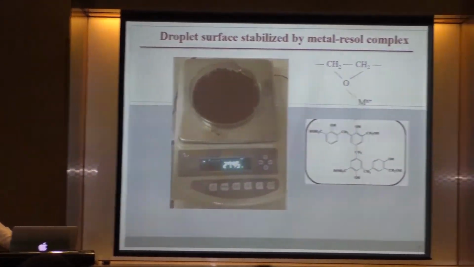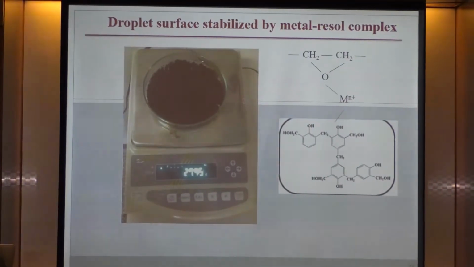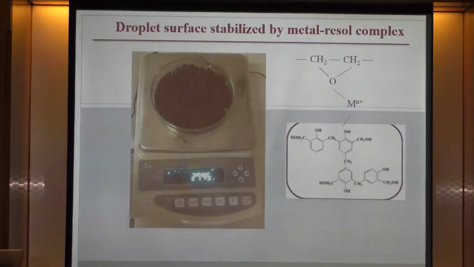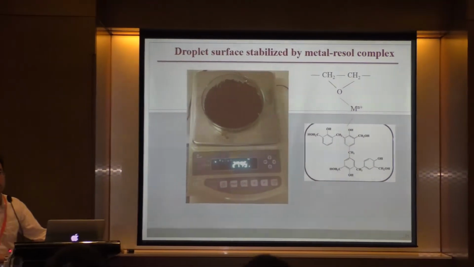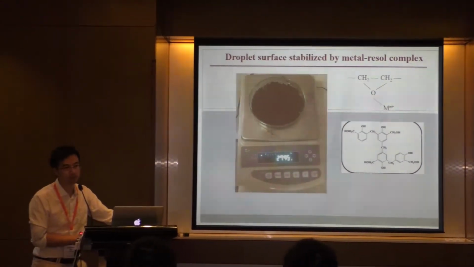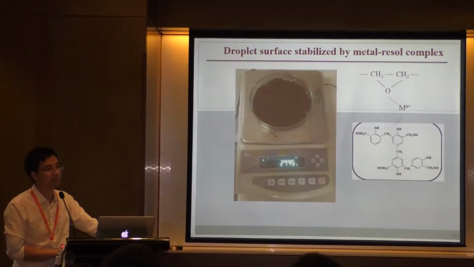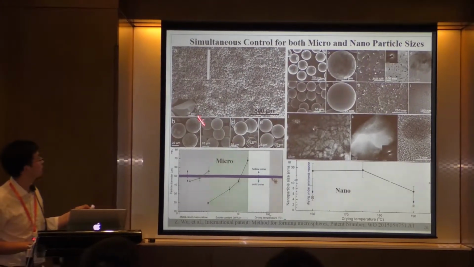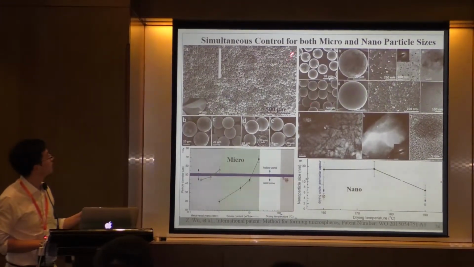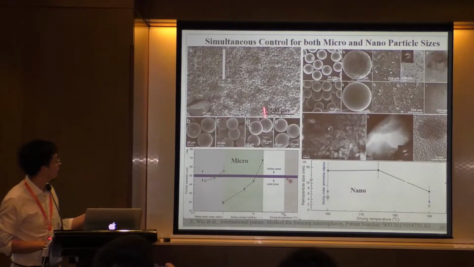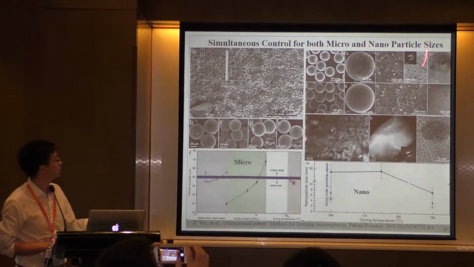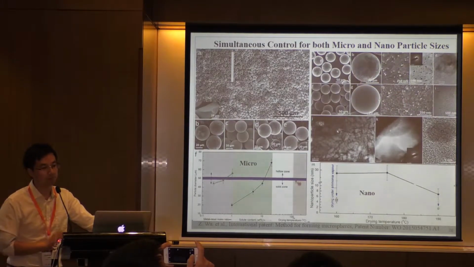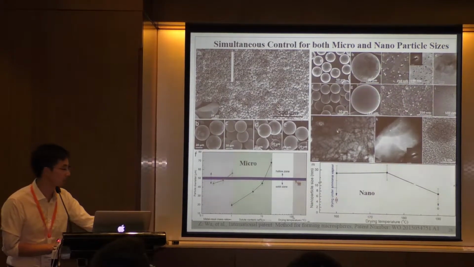Because the phenolic resin is very sticky, we add some metal ions. The metal ions will coordinate with the phenolic resin, and then the glass transition temperature is enhanced, and we can get very nice microspheres. Like this, we get these microspheres here. And very nicely, we can control both the macro size of the microspheres as well as the nanoparticle size of the metal inside, for example, if we introduce iron or cobalt or some other metals.